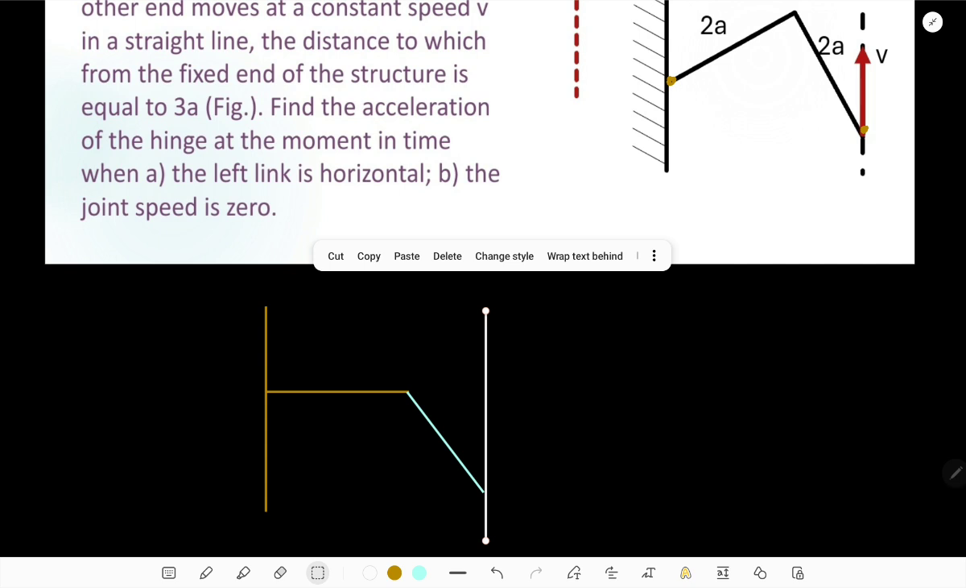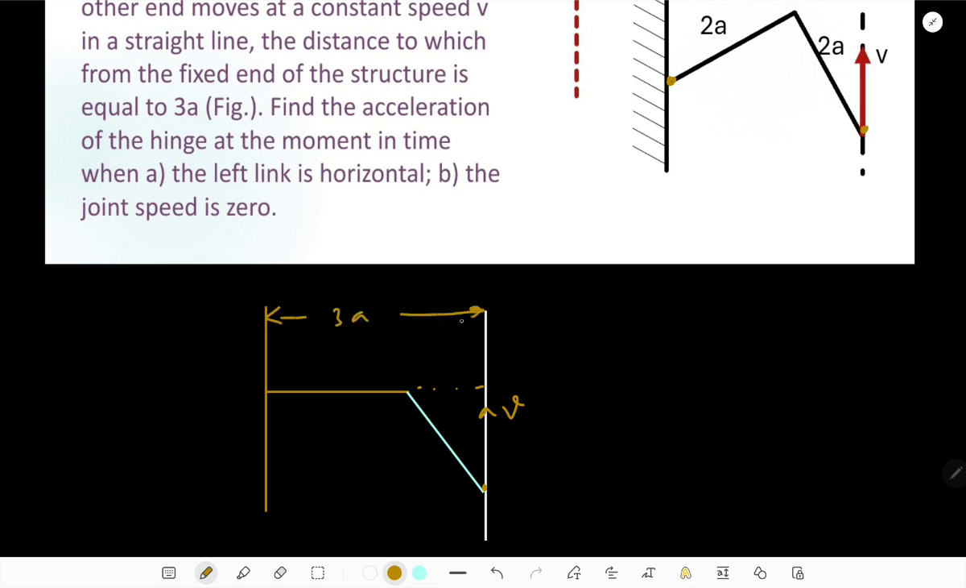That looks nice. And the velocity of this end is v, and that is constant. So I know that this length is going to be a anyway, because the whole length is 3a. I know the whole distance between these two guides is 3a. But I am more concerned about the left link, which is horizontal at this moment, and this end has a velocity v, right?